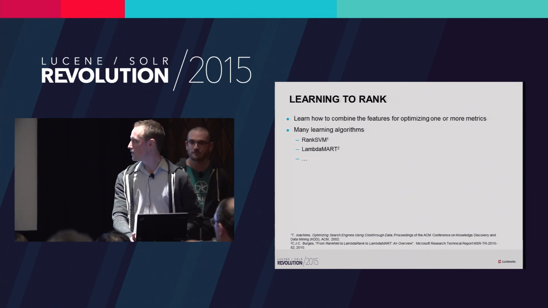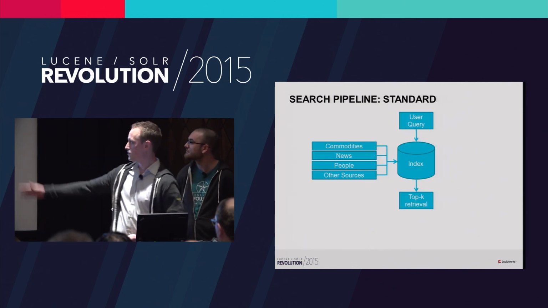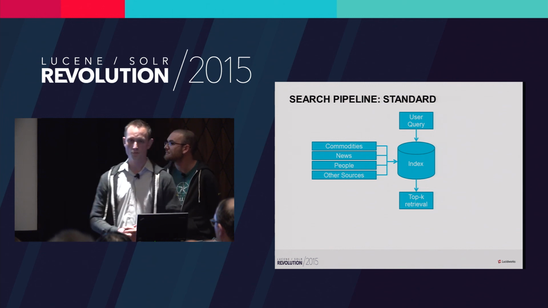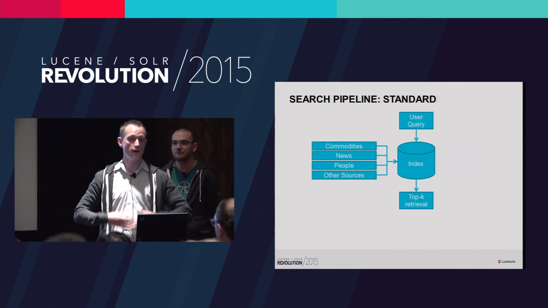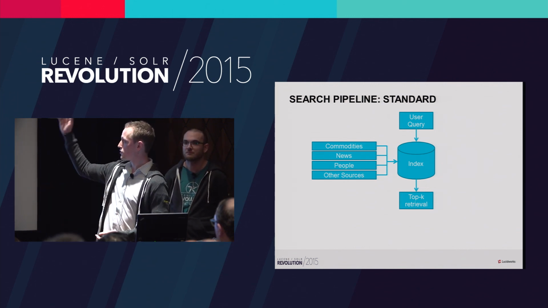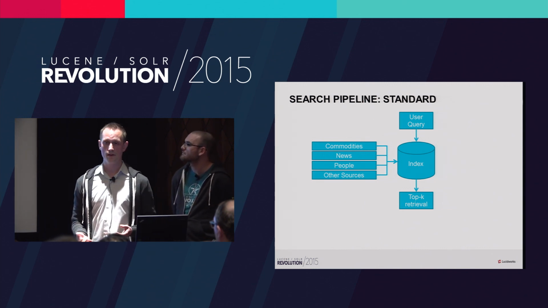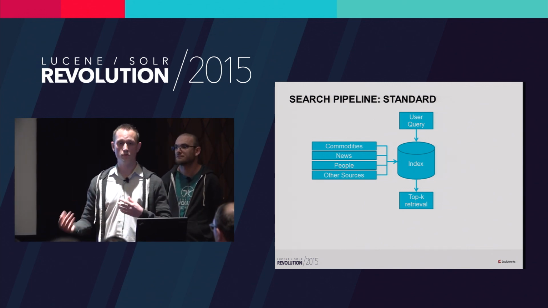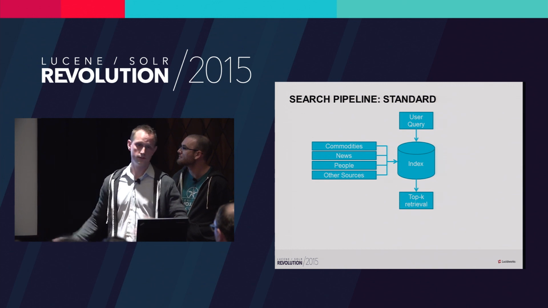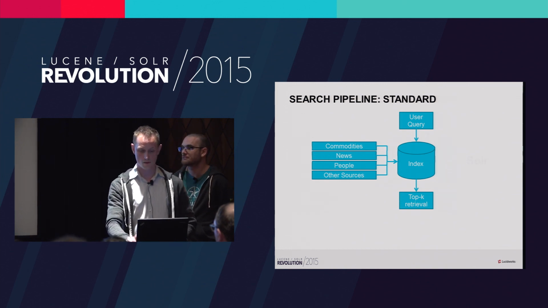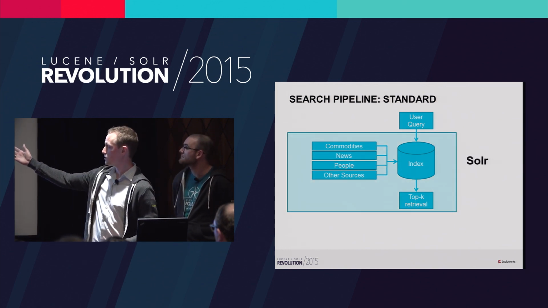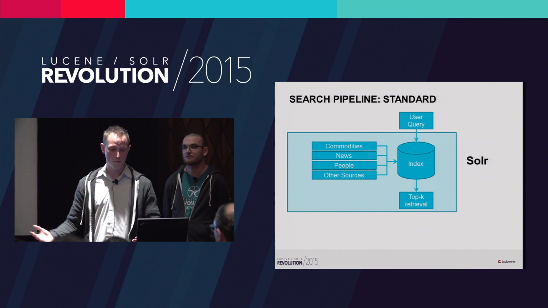So, like Diego mentioned, and as you guys have seen, this is the standard search pipeline where you have your index that has all the documents in there. And a user query comes in, hits the index, finds the relevant documents, scores them, sorts them, and returns the top, let's say, 10 back to the client for display. And this section is what Solr pretty much gives you right out of the box.